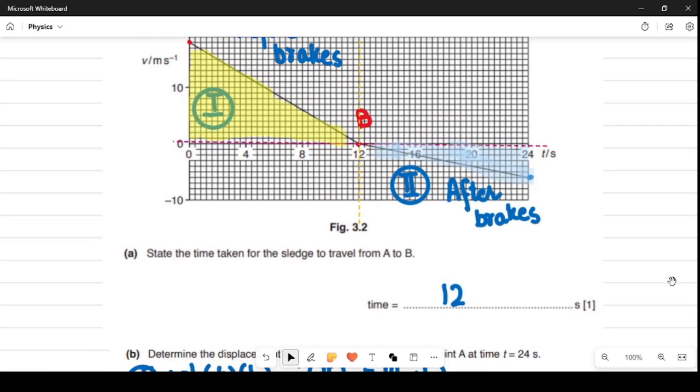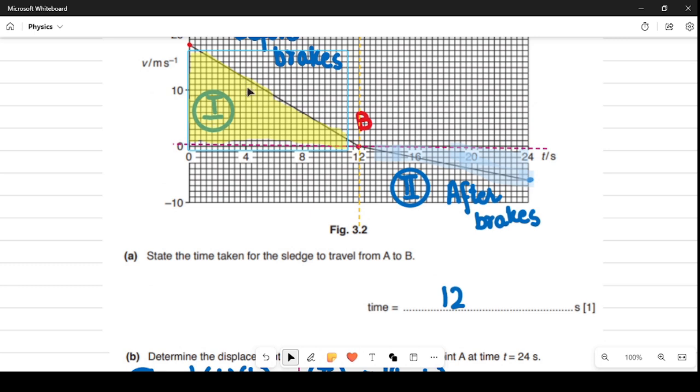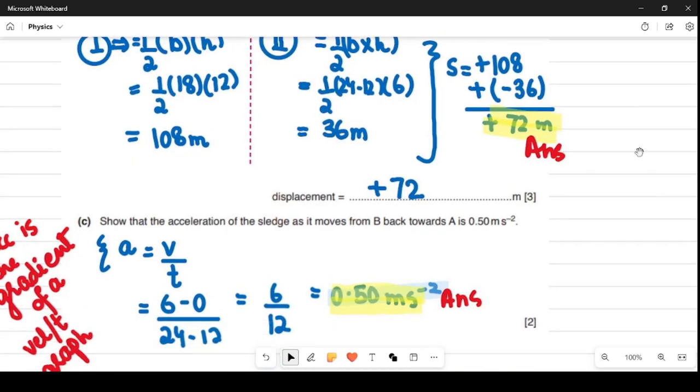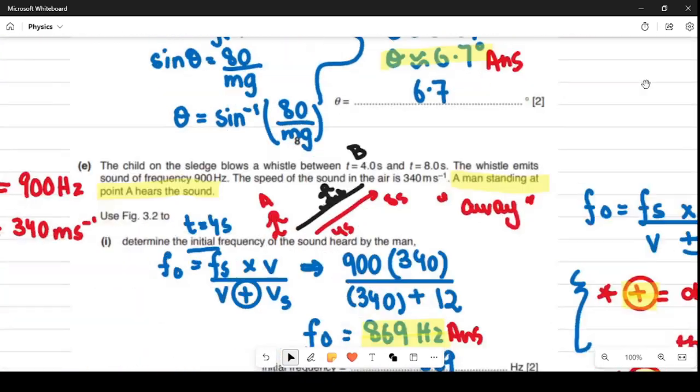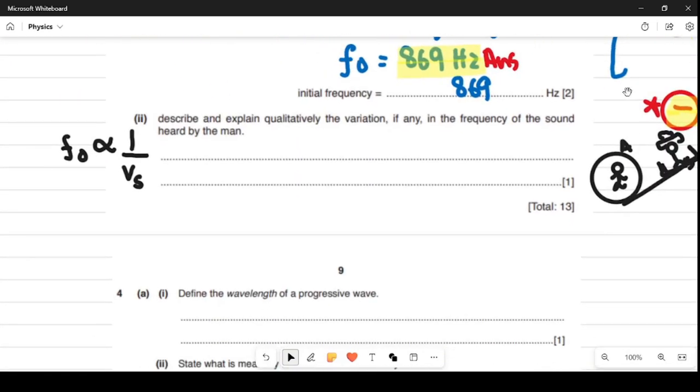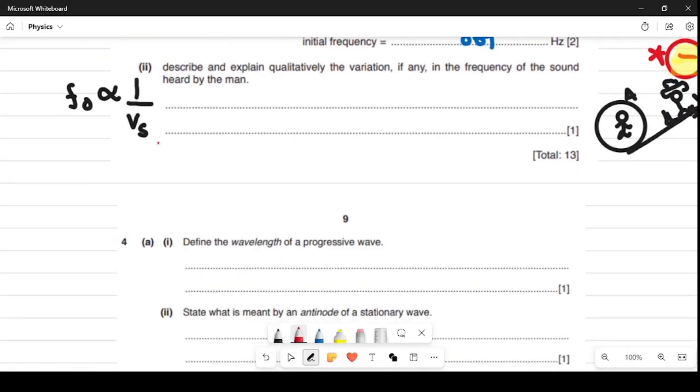This means that in the time span of the journey, that is 4 seconds to 8 seconds, it is decreasing. So the velocity of Mr. Child on the sledge is constantly decreasing. If the velocity of the source is decreasing, automatically the observed frequency, the frequency of the sound heard by Mr. A, will obviously decrease. So you have to state it.